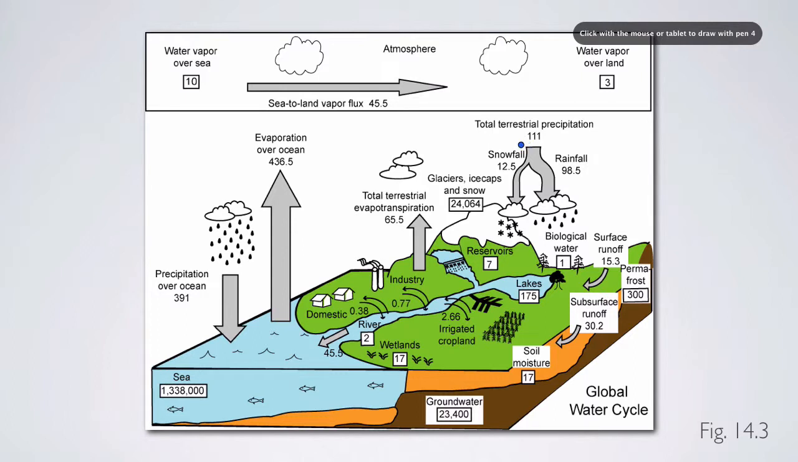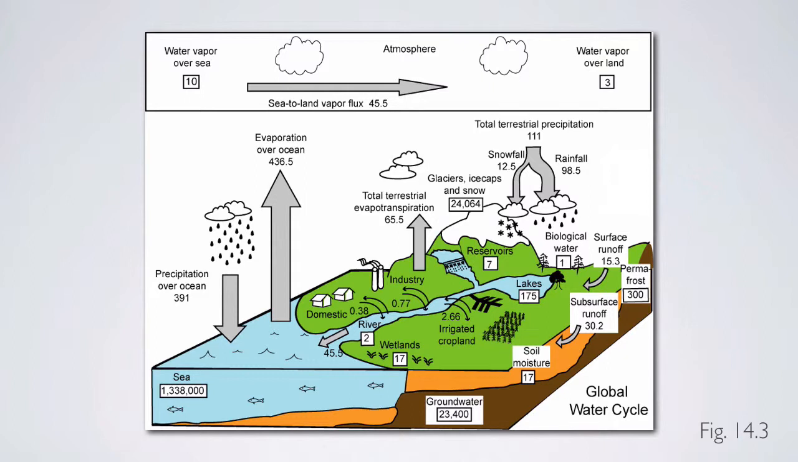Total terrestrial precipitation is just over 100 units. 45 of those come from sea to land flux, water that evaporated from the ocean, and then falls on land. So roughly 40% came from the ocean, and 60% is recycling on land.